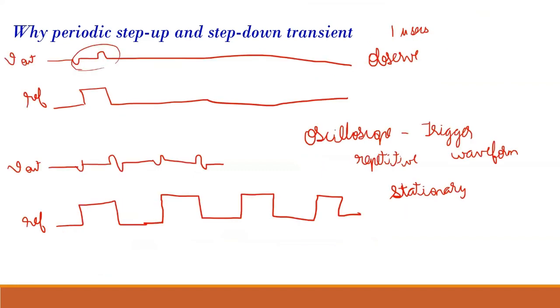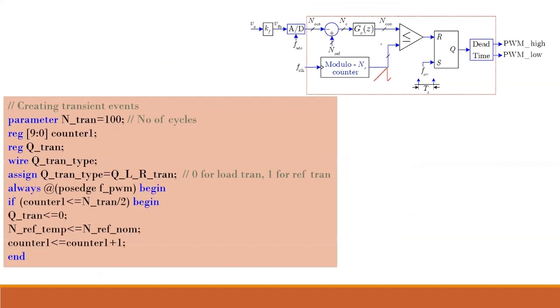Okay, so now we want to create these transient events. First, we have a counter, counter 1, and we have a Qtran, which is a register. QLR tran is a switch, which could be at 0 or at 1. If it is at 0, it means I want to apply a load transient. At 1 means I want to apply a reference transient.